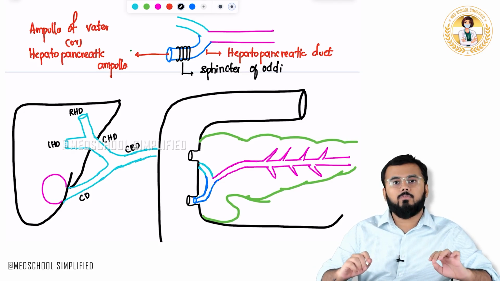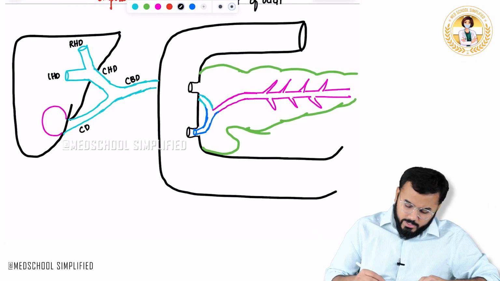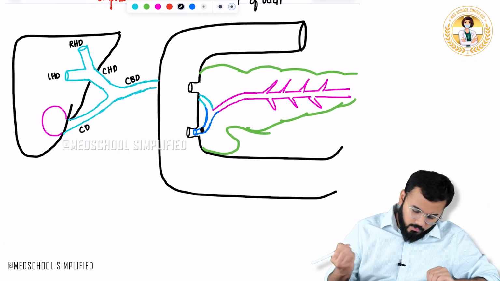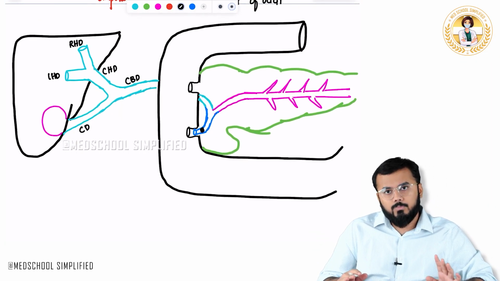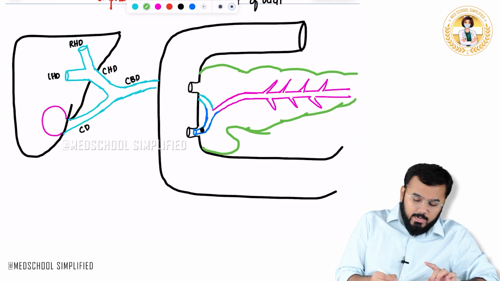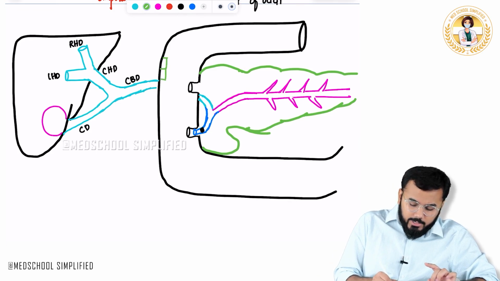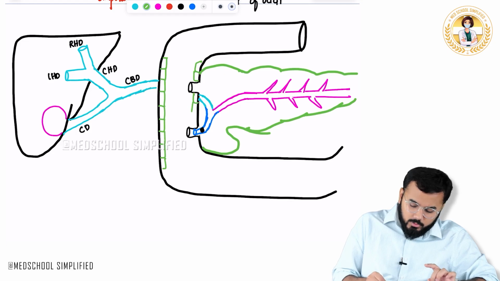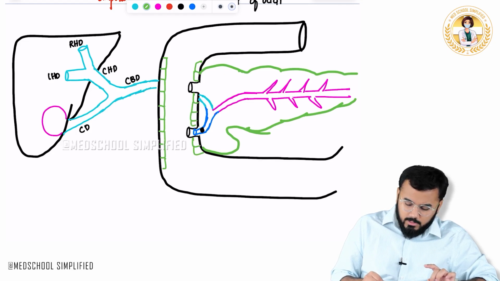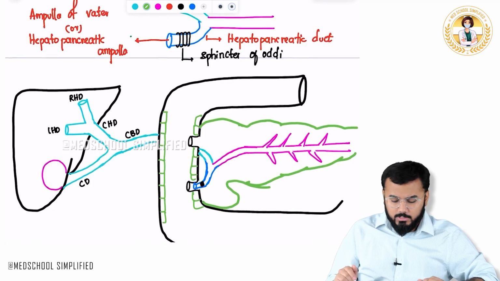This is called the sphincter of Oddi, right? Now, exactly here you have got your sphincter of Oddi like this. Next important thing is that lining your duodenum over here, you have got cells. These are the duodenal cells like this, on both the sides.